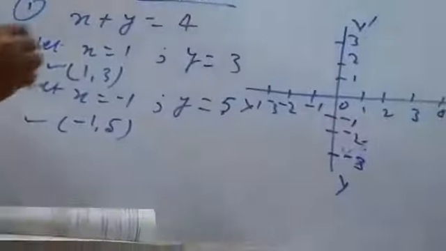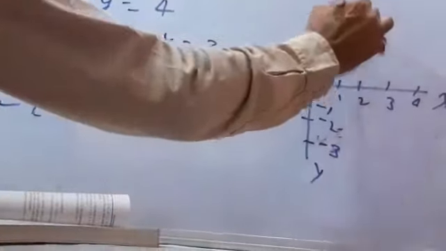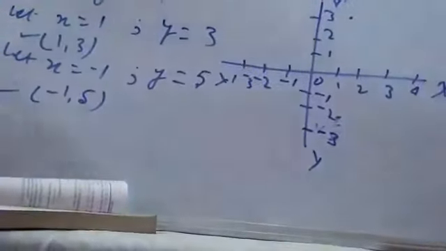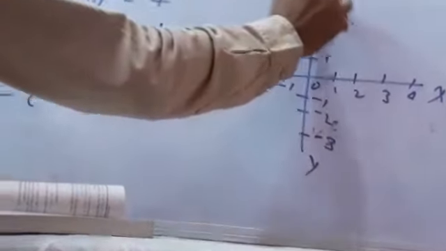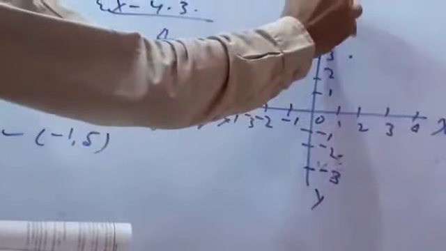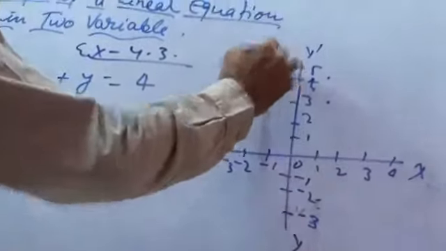So this is (1, 3). Where would be (1, 3)? This is (1, 3). And where is (-1, 5)? Minus 1 and 5, where would it be? This is 4, this is 5 on the y-axis, so (-1, 5) would be here.